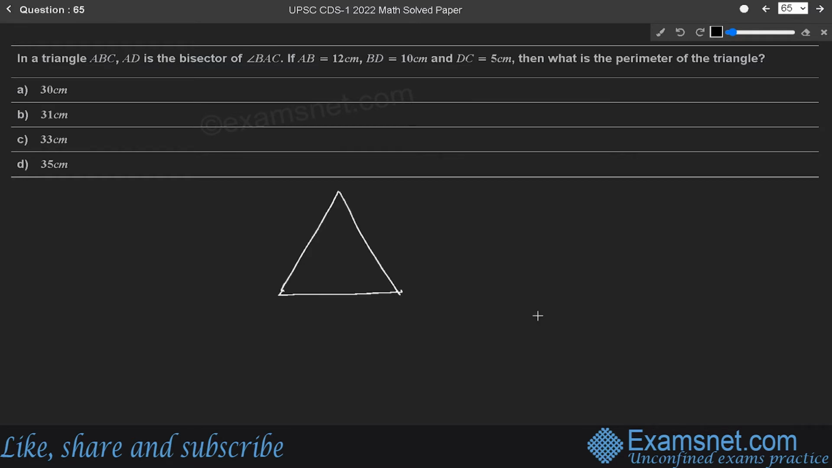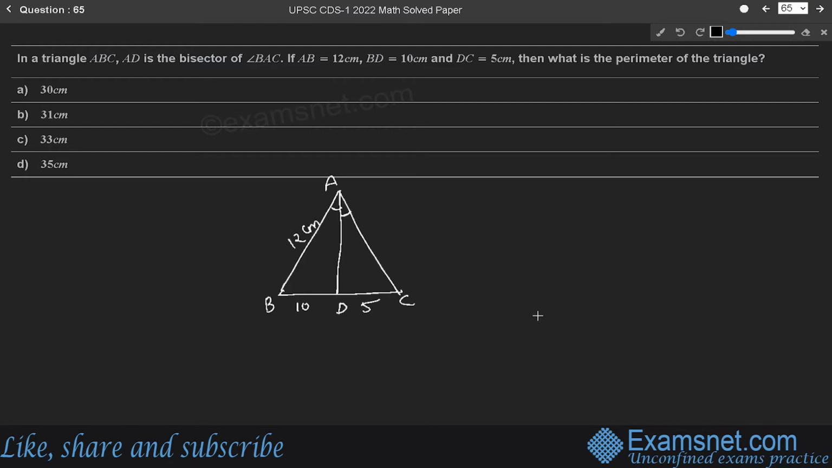Let this be the triangle A, B, C and D. According to the question, this is 12 centimeter, this is 10 and this is 5. And it is given that AD is the bisector of angle BAC, meaning angle BAC is bisected by the line AD.